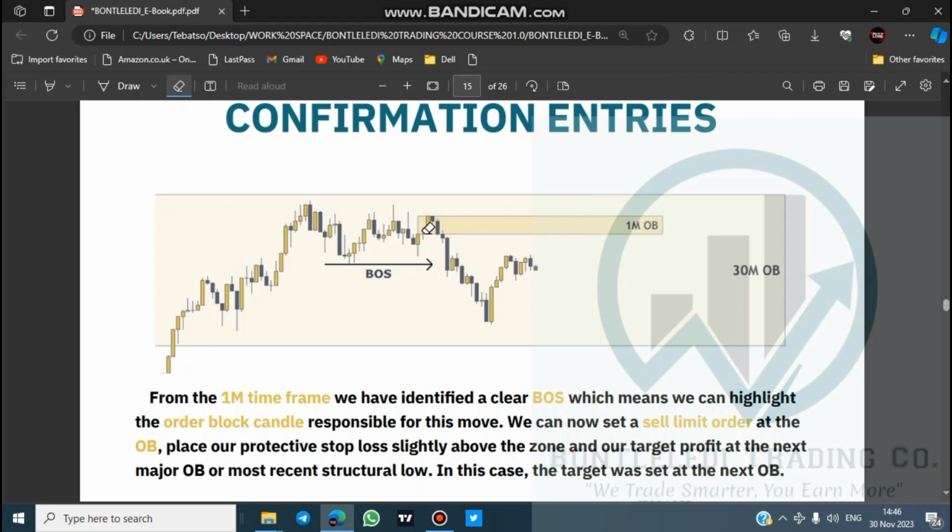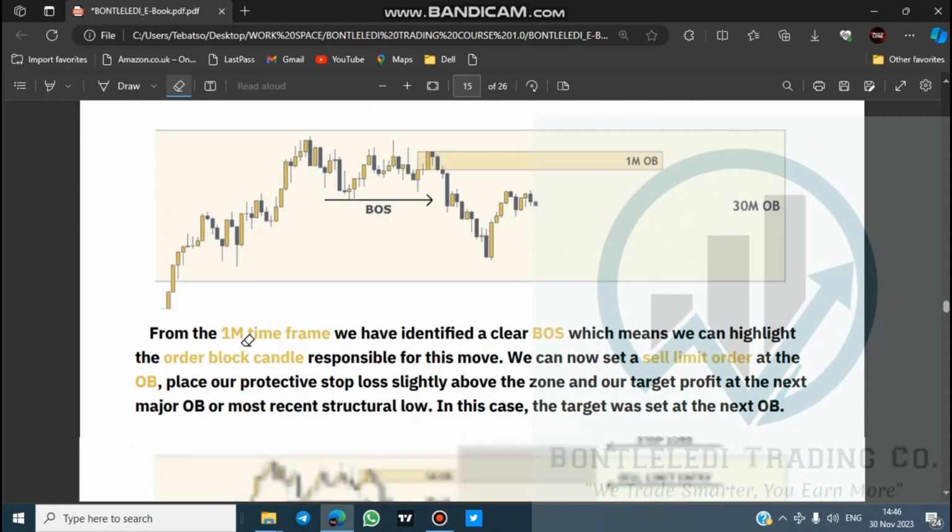Now you're looking for what? The last candlestick in the opposite direction, which is this one. Now you place this, this is your order block, right? Now you refine your 30 minutes order block to a 1 minute order block. Okay, cool. From the 1 minute time frame, we have identified a clear break of structure, which means we can highlight the order block candle responsible for this move. The responsible order block for this move is this one, right?